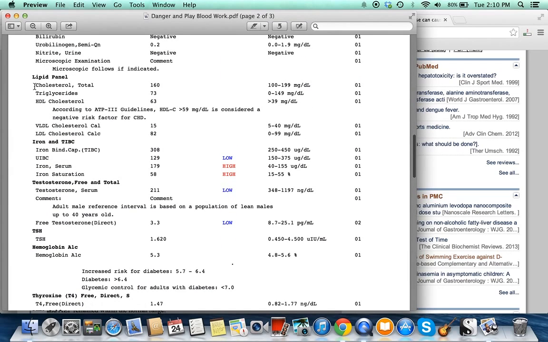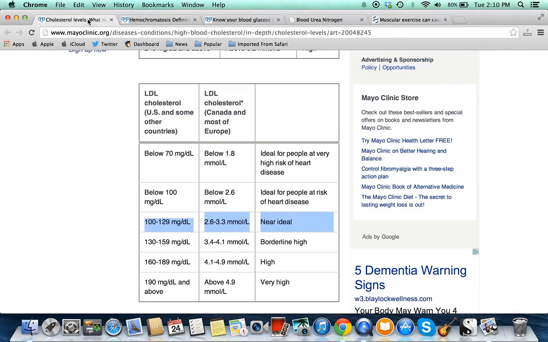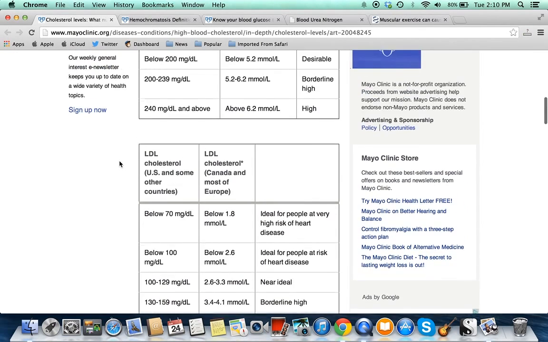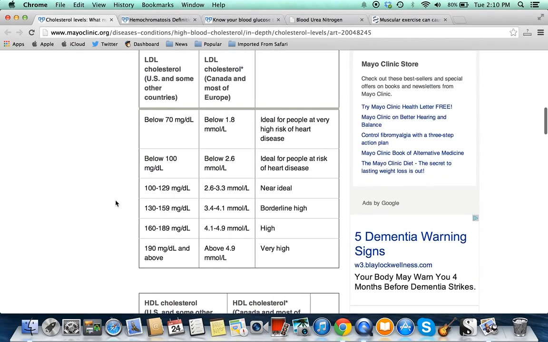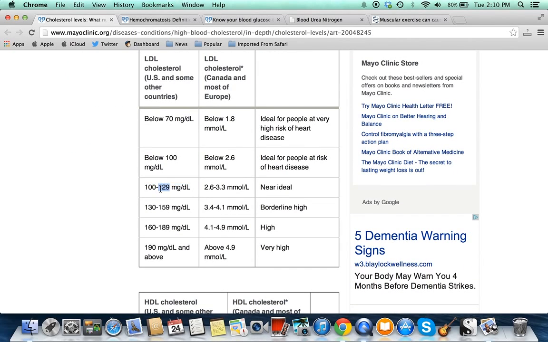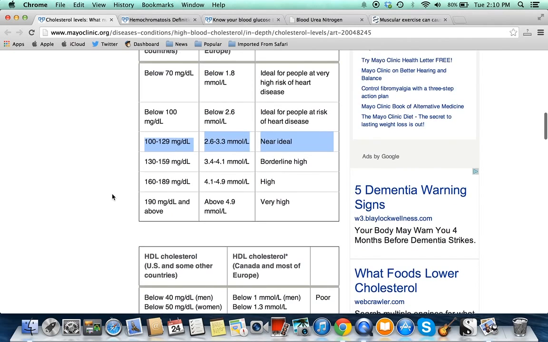Cholesterol, total 160, triglycerides 73, HDL 63, VLDL 15, LDL 82. What does this stuff mean? Again, let's just click over to the Mayo Clinic and we'll look up cholesterol levels. Here you go. I'll link to the page. Below 200, desirable. I'm below 200. Below 100, near ideal. Isn't that amazing?